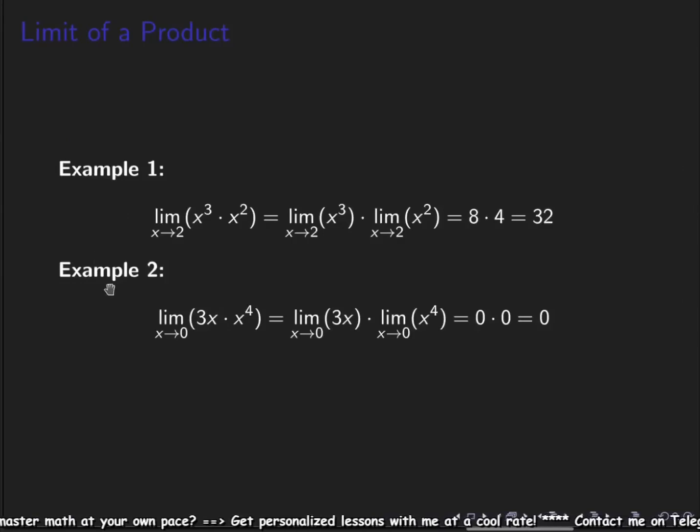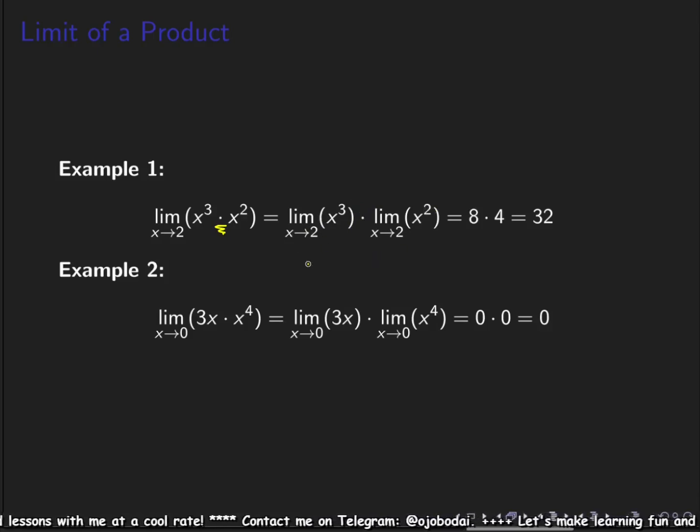Over here, we have example 1, the limit of x cubed times x squared. We have to find the limit of x cubed only. Then because of this operation sign we have here, we put the same thing here. Then we have the limit of x squared.